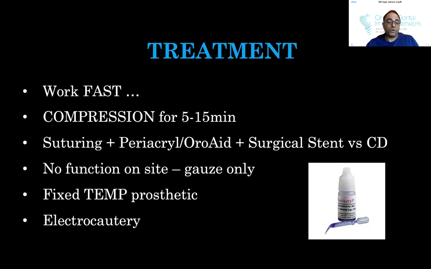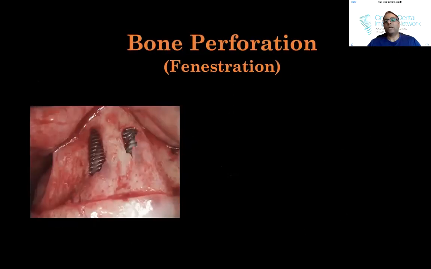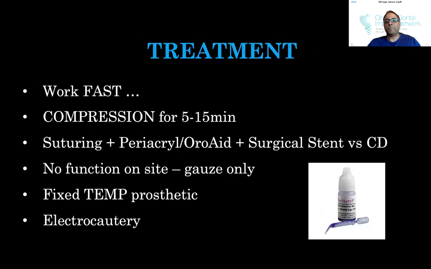Using a surgical stent or using the denture. Definitely telling the patient no function on the site. If you have a fixed temporary prosthetic, if you can go to something fixed, that will just sit on the site and stop the bleeding. And then electrocautery if you have it in your office. Okay, so that's how we manage bleeding.